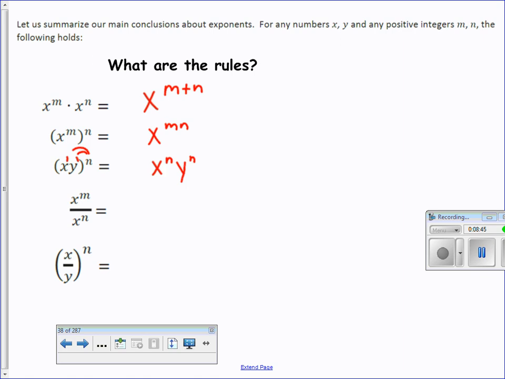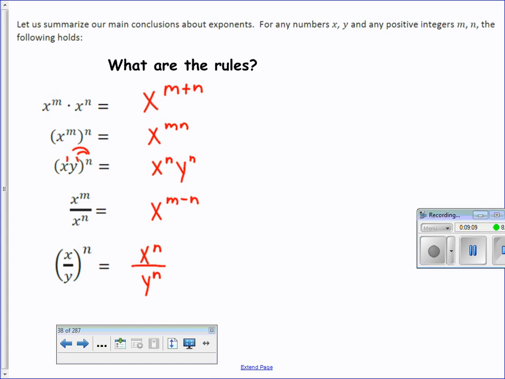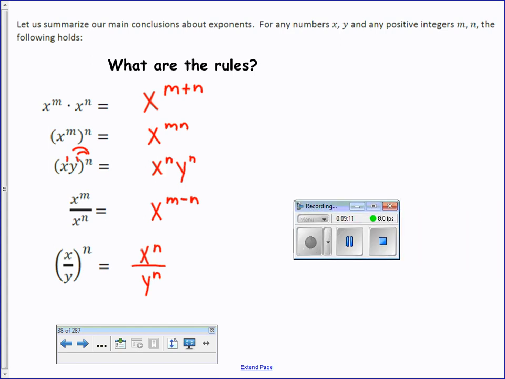Division, x to the m divided by x to the n. You are going to keep the like base and subtract your exponents. And I would end up with x to the m minus n power. And lastly, if I have a fraction that is raised to a power, you have to make sure you show x to the n in the numerator and y to the n in the denominator. And this should summarize everything that we have done over the last 2 days.